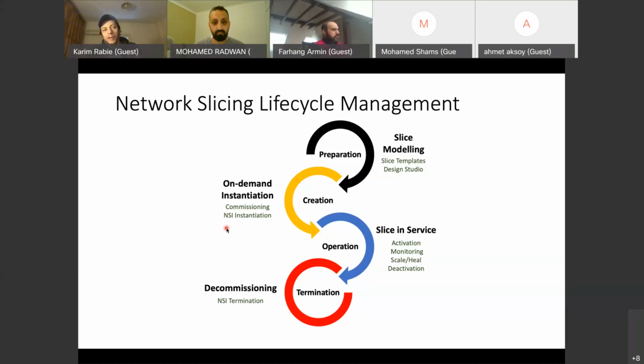And these components somehow map to 3GPP functional blocks that have been recently introduced for that sake. And I will show that in the next slide if there are no questions. Yeah, no, thank you, Karim.